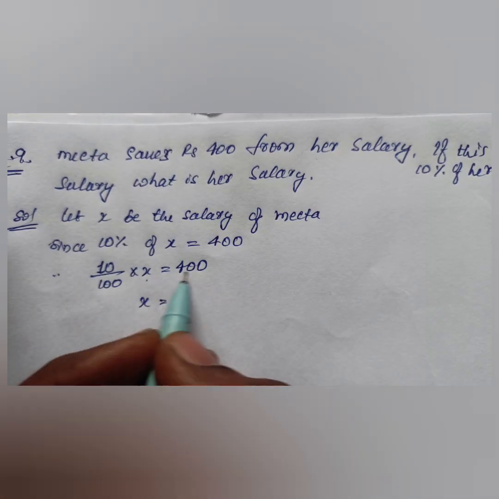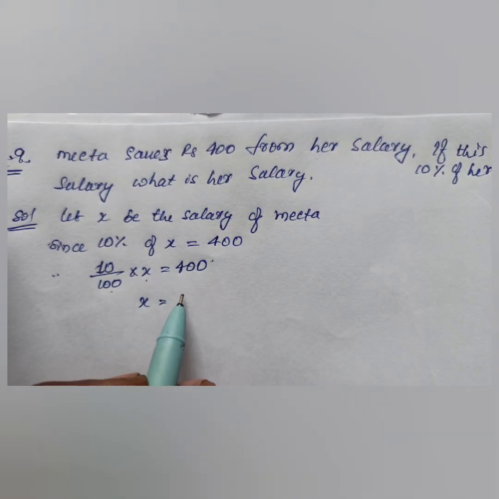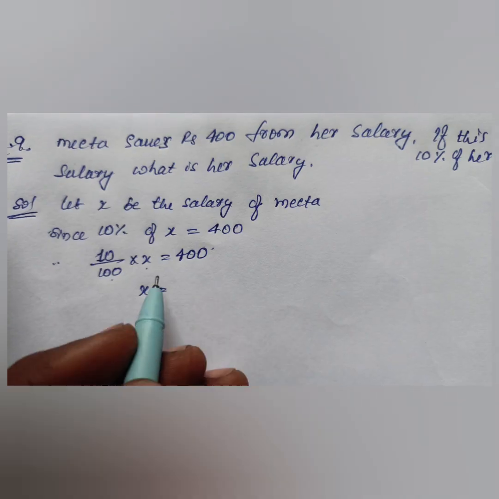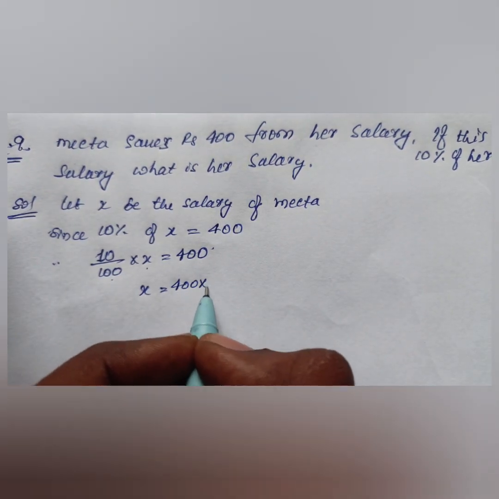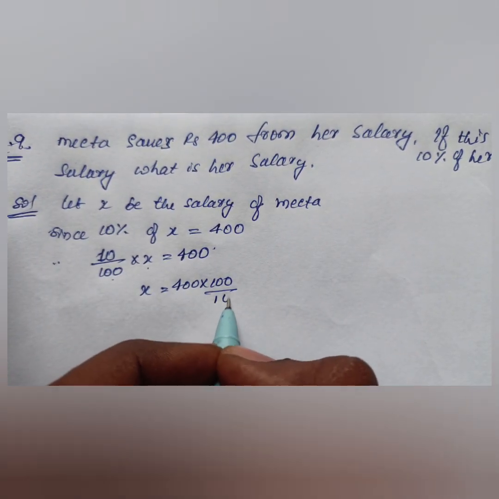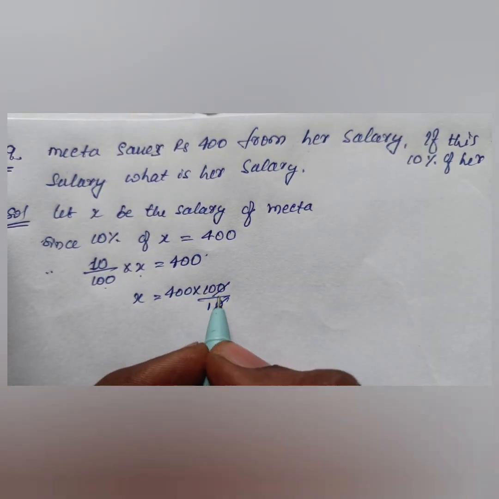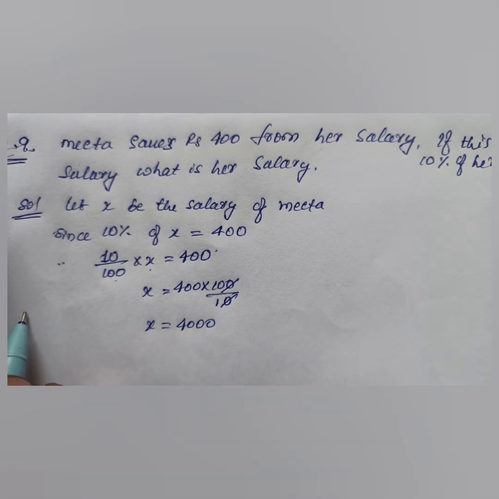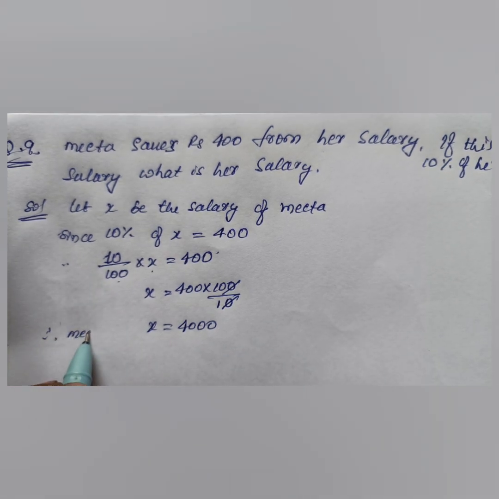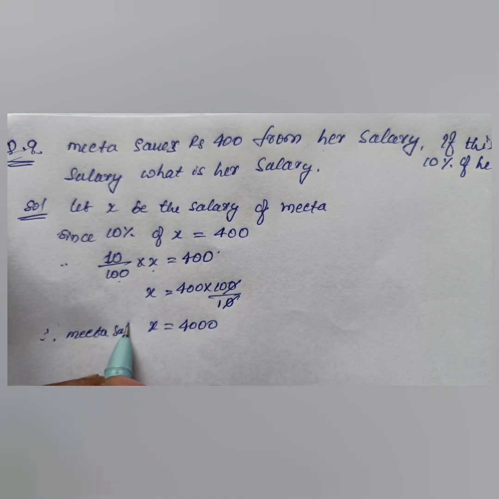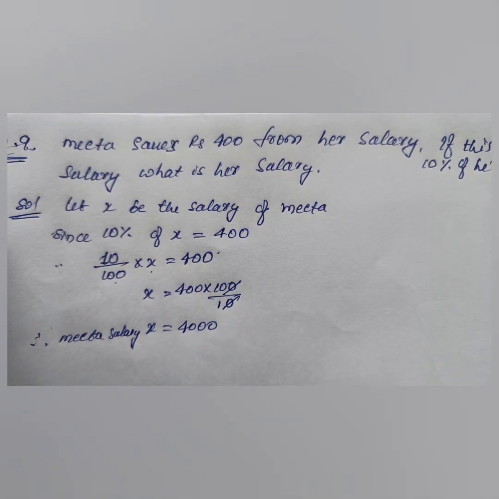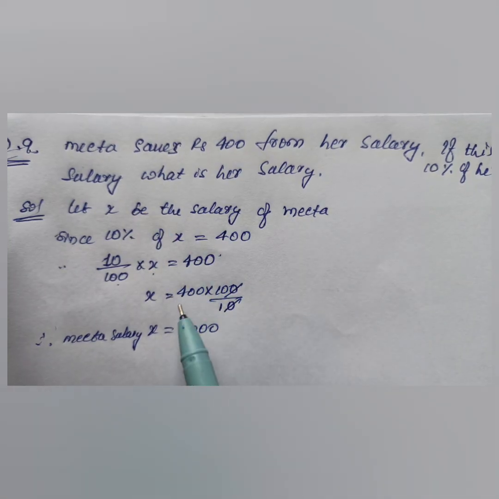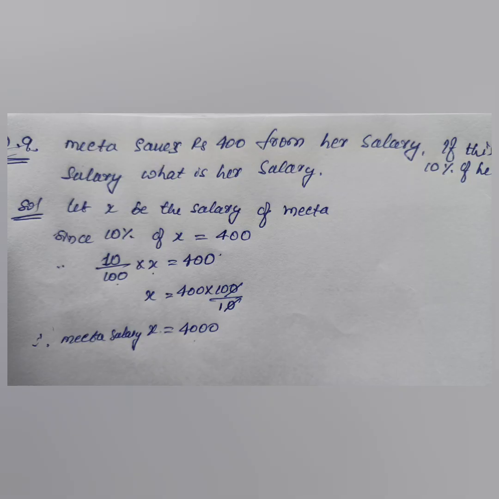So x we will keep this side, this 100 we will send this side and 10 we will send this side. What happens if I send 100 this side? It will become multiplication. 10 becomes down, right? So 0 gets cancelled. 400 into 10 is 4,000. Therefore, Meta's salary is 4,000 rupees. Let x be the salary of Meta, and here we have 400, therefore Meta's salary is 4,000 rupees.